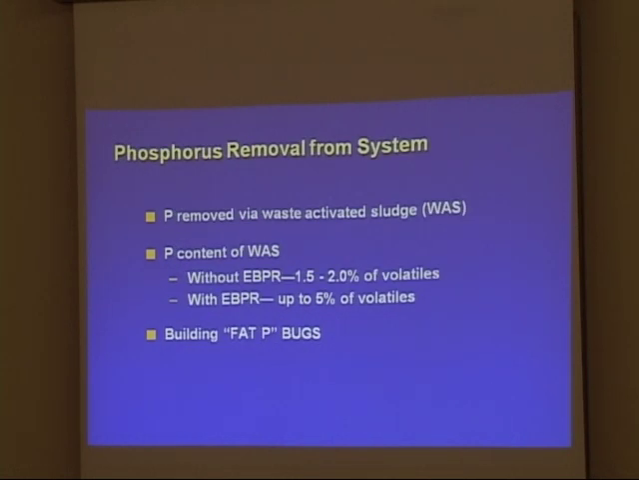So, all these bugs have the phosphorus. How's it removed from the system? It's removed via the waste-activated sludge. Now, the phosphorus content of your VSS, if you're not using enhanced biological phosphorus removal, is only 1.5 to 2% of the volatiles in your VSS. But with enhanced biological phosphorus removal, you're getting up to 5% of your volatile content being phosphorus. These guys are what we call fat P bugs. They're stuffed with phosphorus. So that's what you're doing. You're building the fat P bugs.